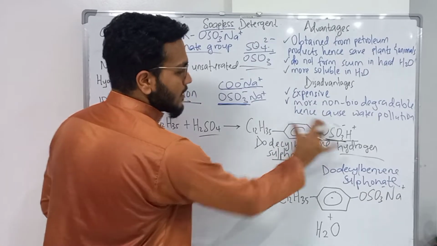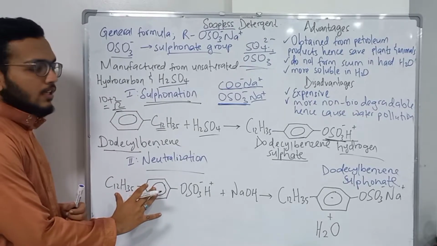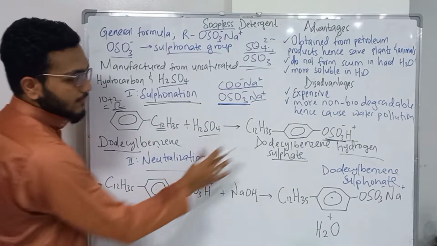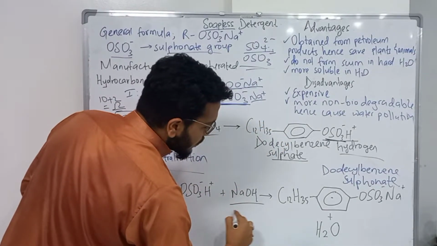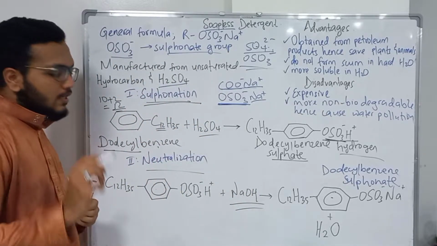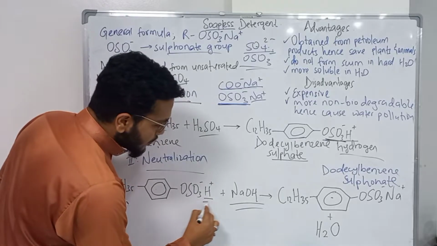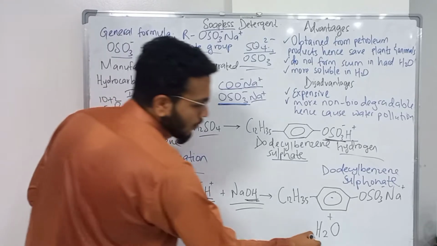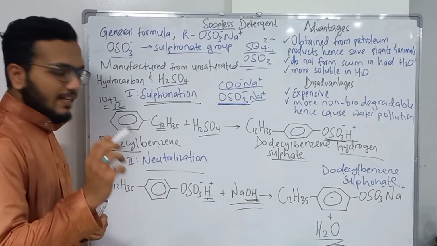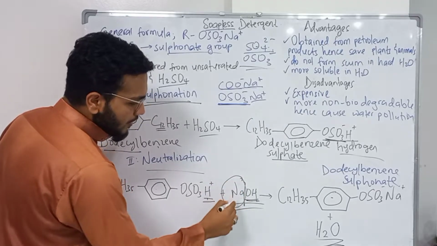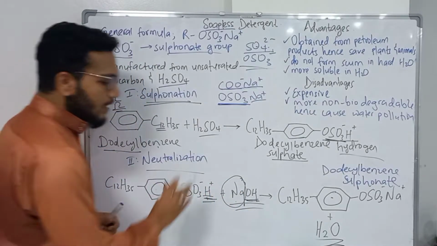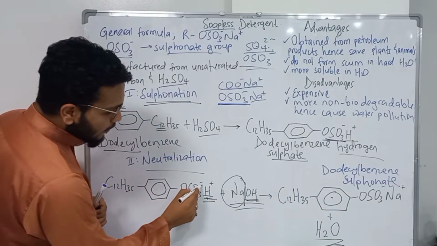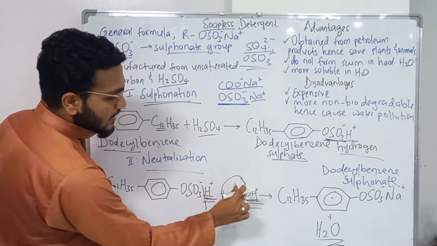C12H35. Now you use this product as a reactant in the second equation. The product of the first equation comes as a reactant in the second equation. So the same compound is now reacting with sodium hydroxide, an alkali. How do we know it's a neutralization reaction? There is a hydrogen here and there is an OH here. Obviously, the hydrogen will combine with the OH to form water. Whatever is left is sodium. The sodium replaces the hydrogen. So the product of the second equation is the same compound, only that the hydrogen is replaced by sodium.